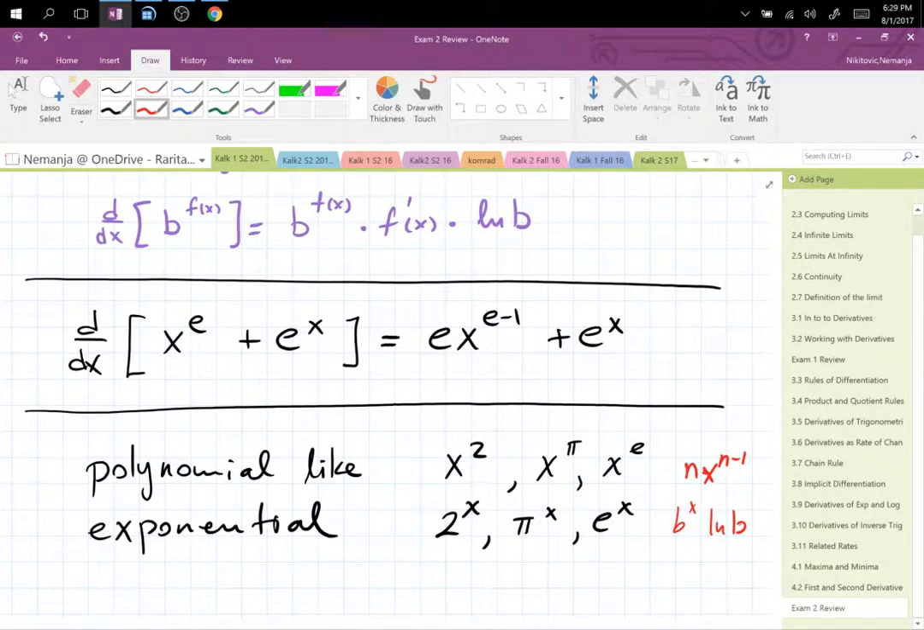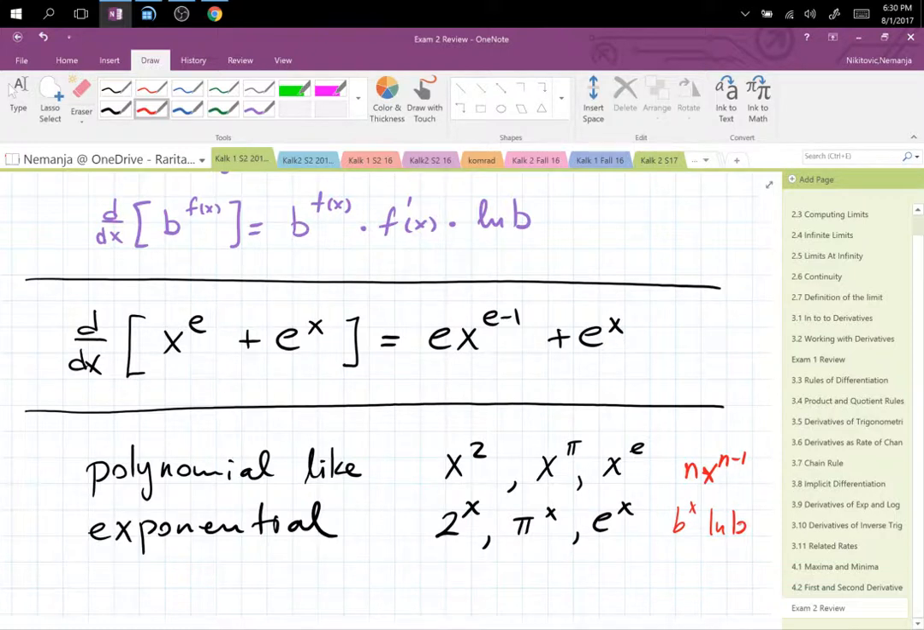You ask yourselves, is this polynomial-like or is this exponential? That's the first thing. If the base is constant, it's exponential. If it's a variable, it's polynomial. The only reason you didn't put a ln is because e is already ln. Well, no, it's still there, but we don't have to write it because if b is e, then you have ln of e, and that's 1. So it collapses.